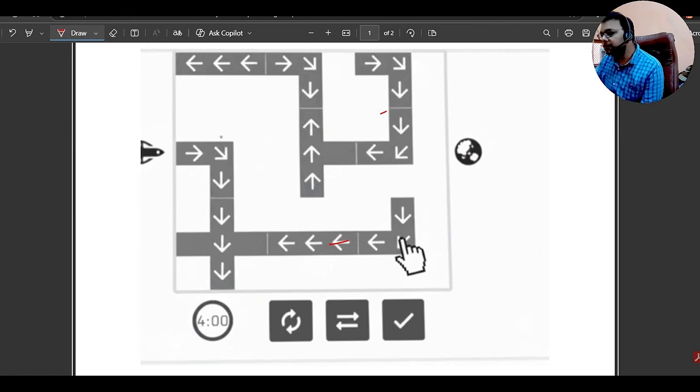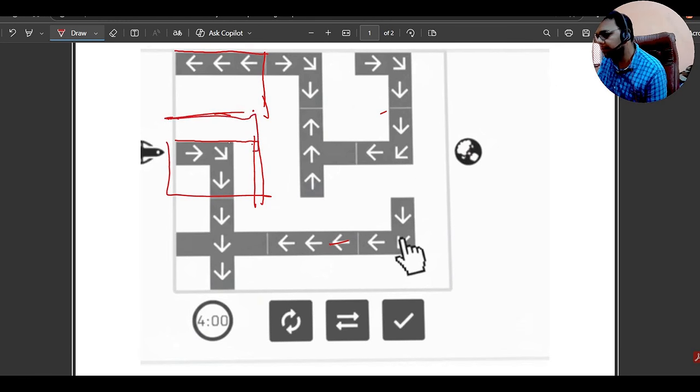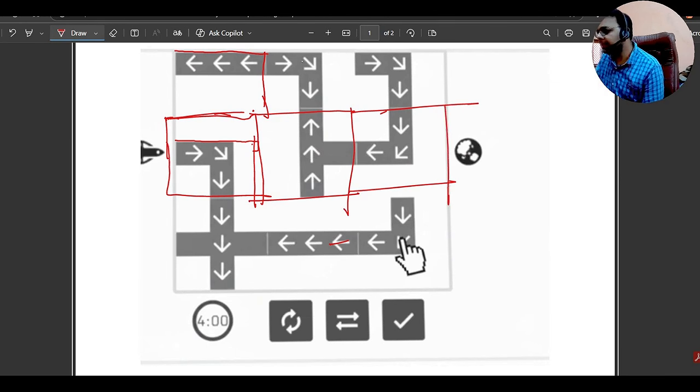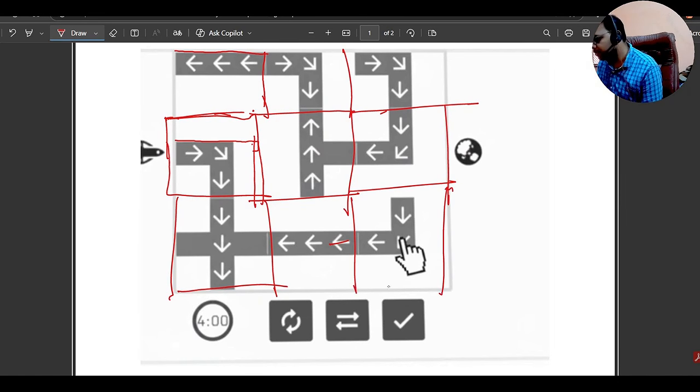Suppose we select this tile. So first of all, divide these blocks. This is one block, this is one block, and this is one block. I think this is one block. Yes, this is one block, and this is one block, and this is one block. These are all three by three blocks. These are the blocks in which we can perform the operations.